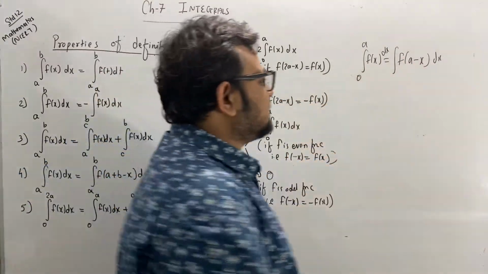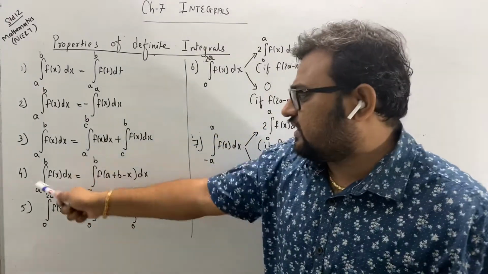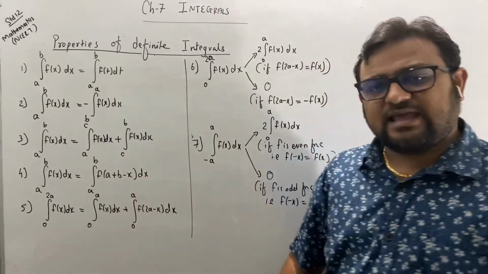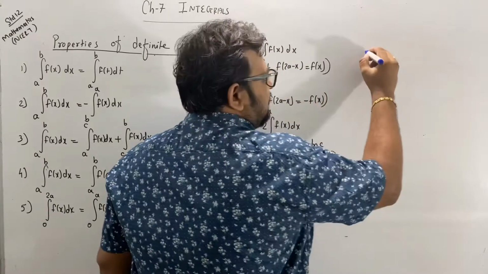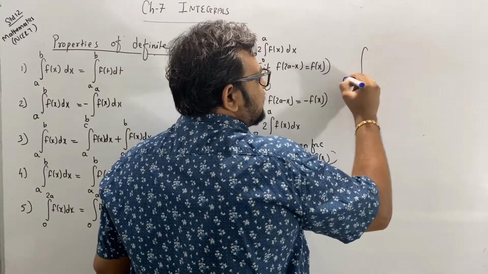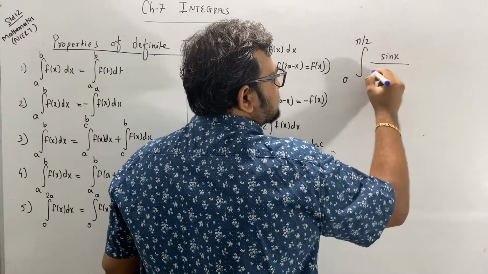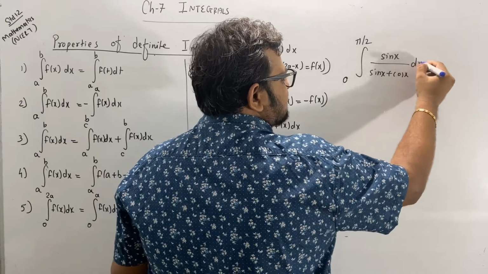So we can consider this as the same property only. Okay. So see now, the integral from a to b of f of x equals the integral of f of a plus b minus x. Now see what type of sum can be asked here. I am taking an example: integral from 0 to pi by 2 of sin x upon sin x plus cos x dx.